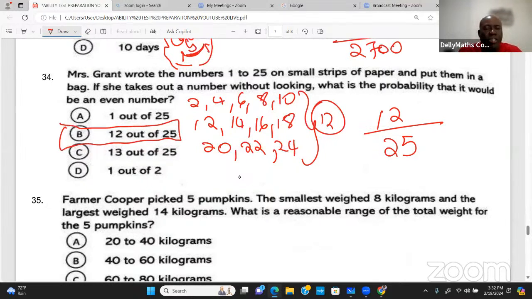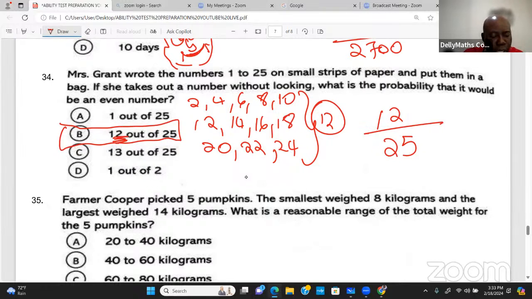12 even numbers out of a total of 25 things. So if you were to push your hand in the bag and not looking, shake up the bag and then pull out, you have a chance of getting 12 out of 25. Or you could break it down, but we don't need to break it down here because it is right here, 12 out of 25. All right? So 12 out of 25 is a very good answer right there to pick up.